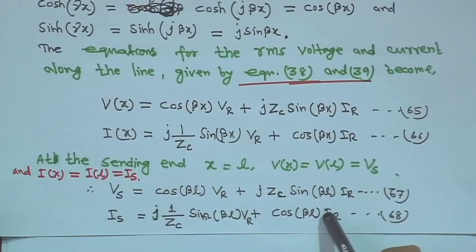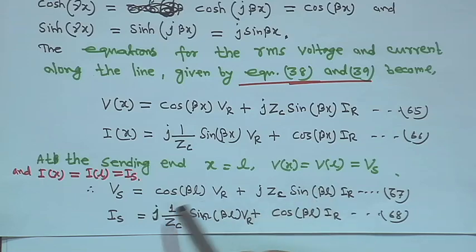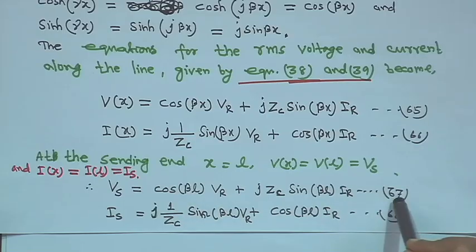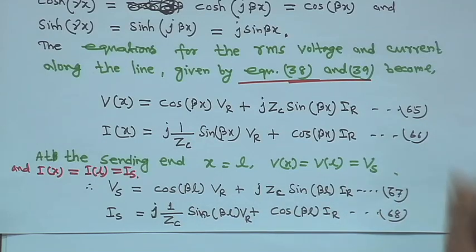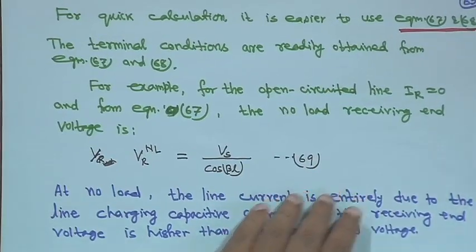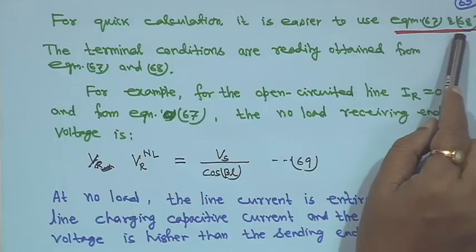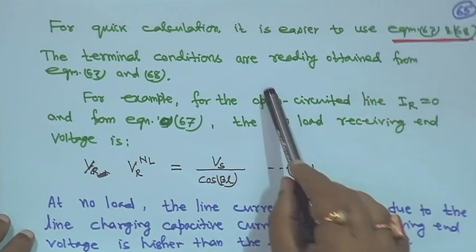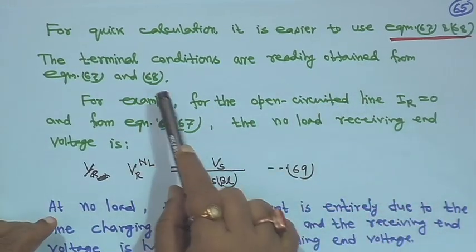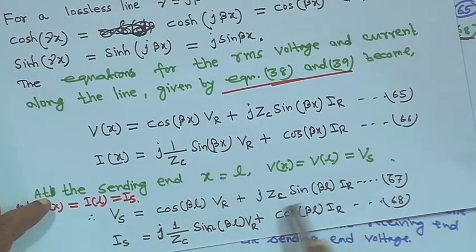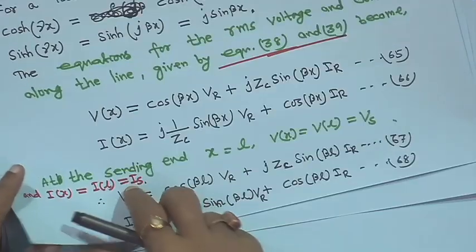So, actually for quick calculations of ABCD parameters, these equations are, I think, less laborious, I mean easier to compute, right. These are equations 67 and 68, but remember this is for a lossless line, right. That is why I have written that for quick calculation it is easier to use equations 67 and 68. Now, terminal conditions are readily obtained from equations 67 and 68, that means all these terminal conditions you can easily get from them, right.